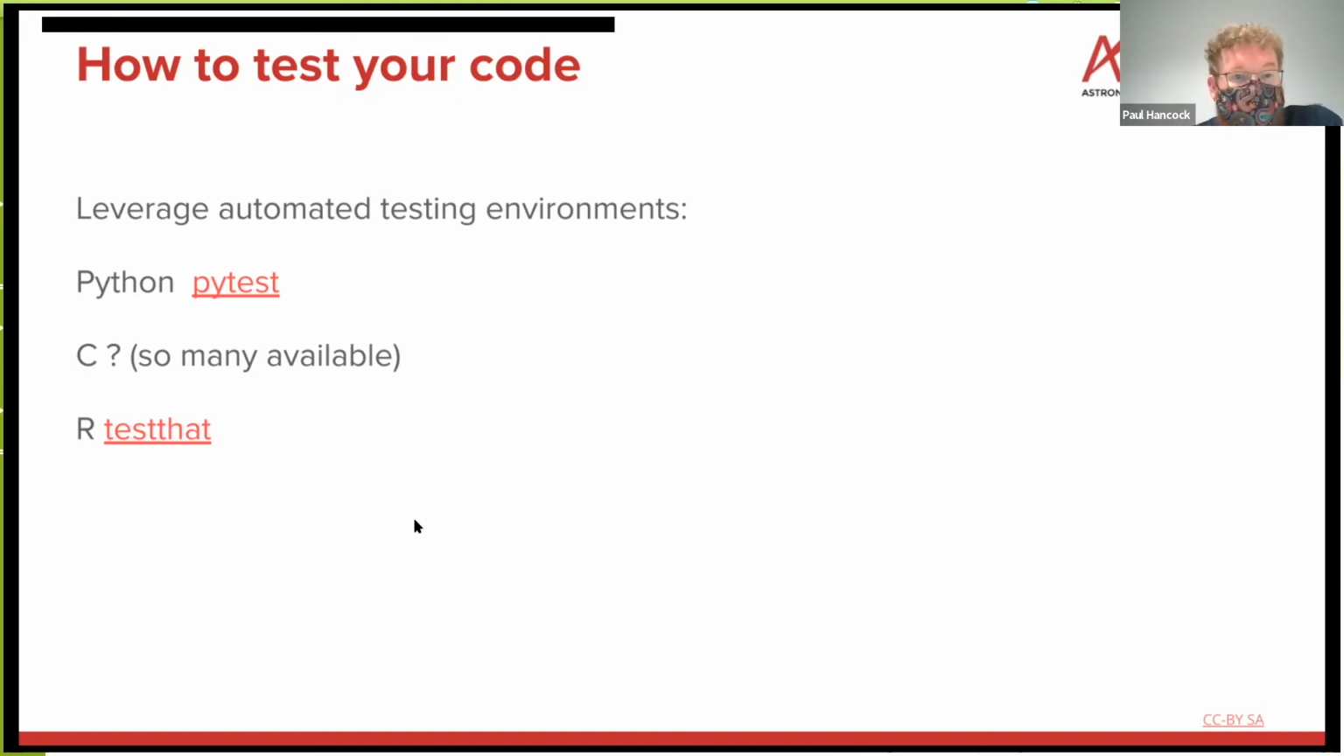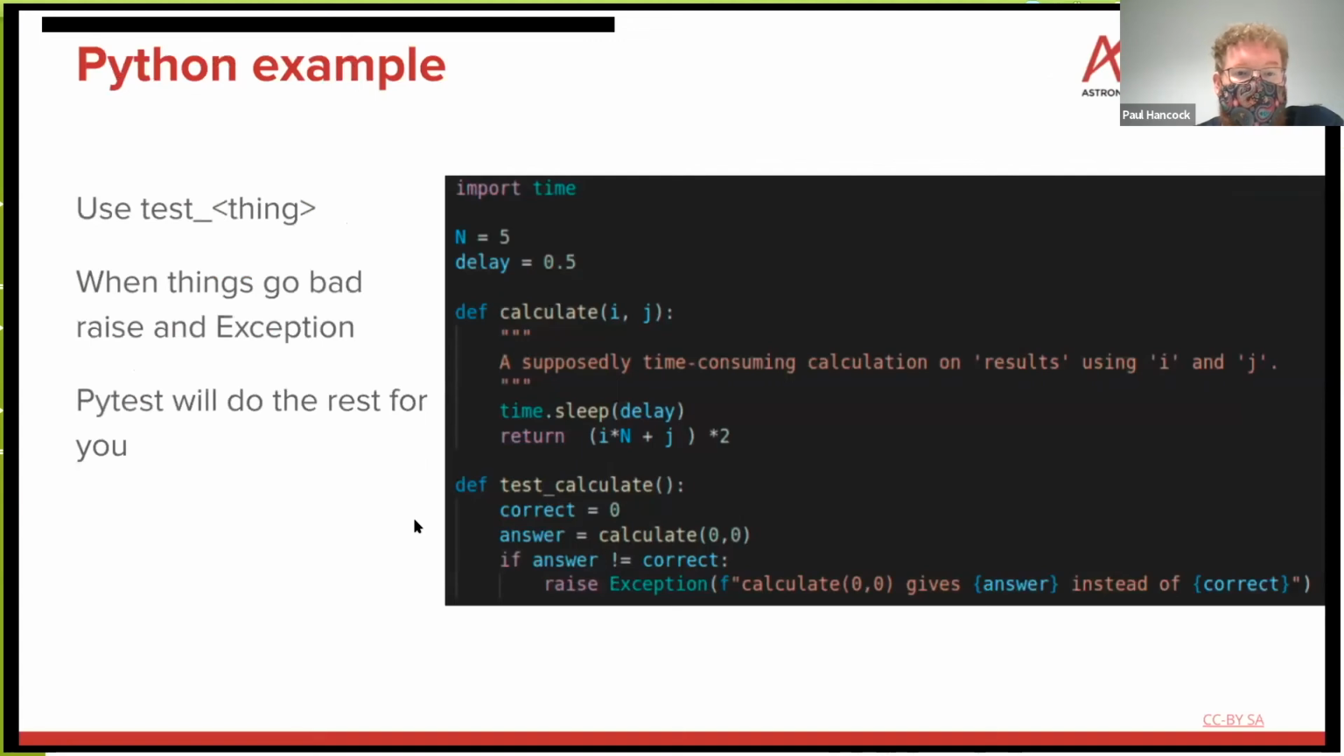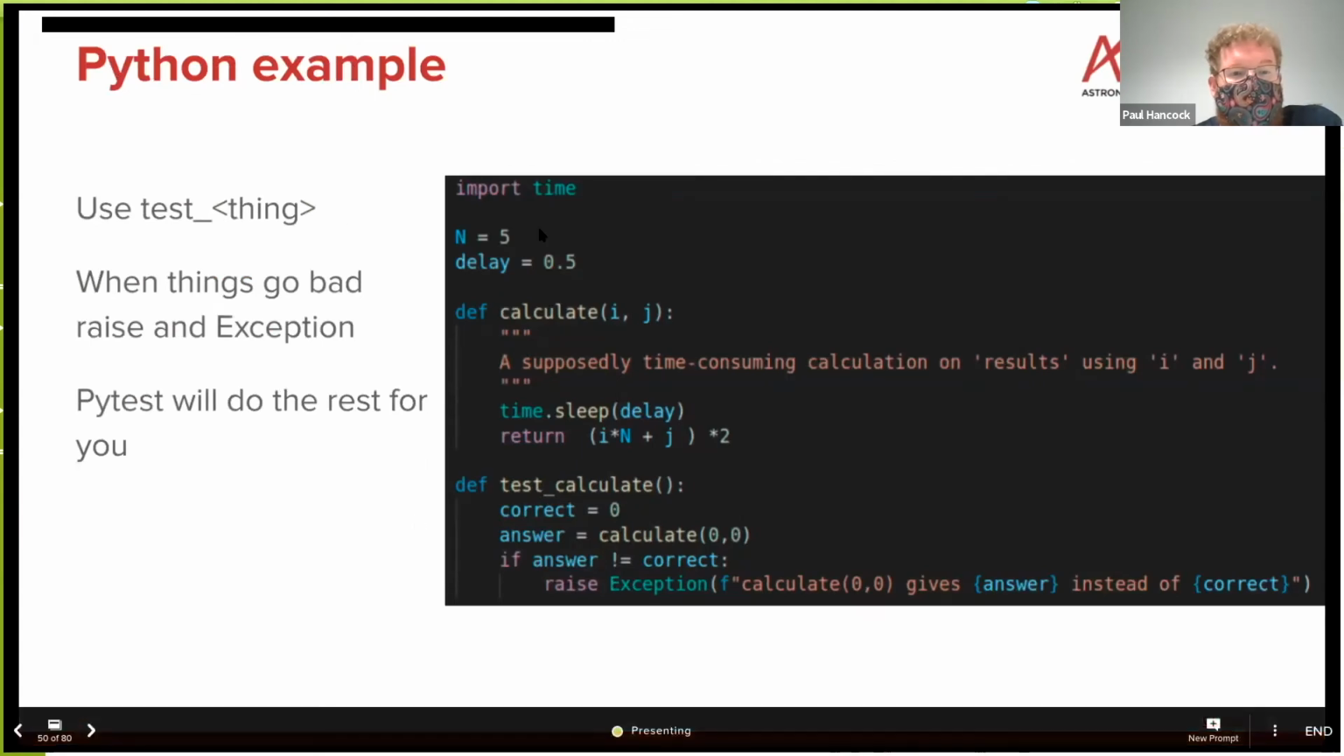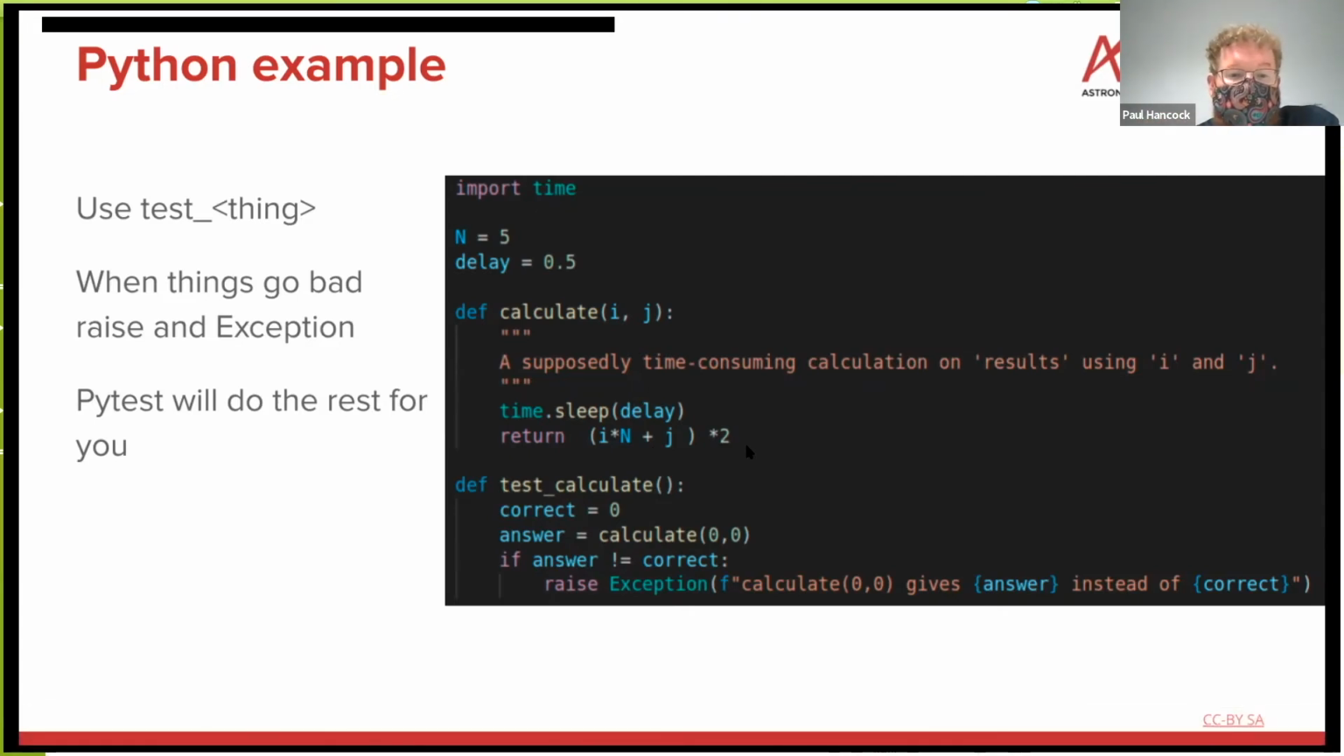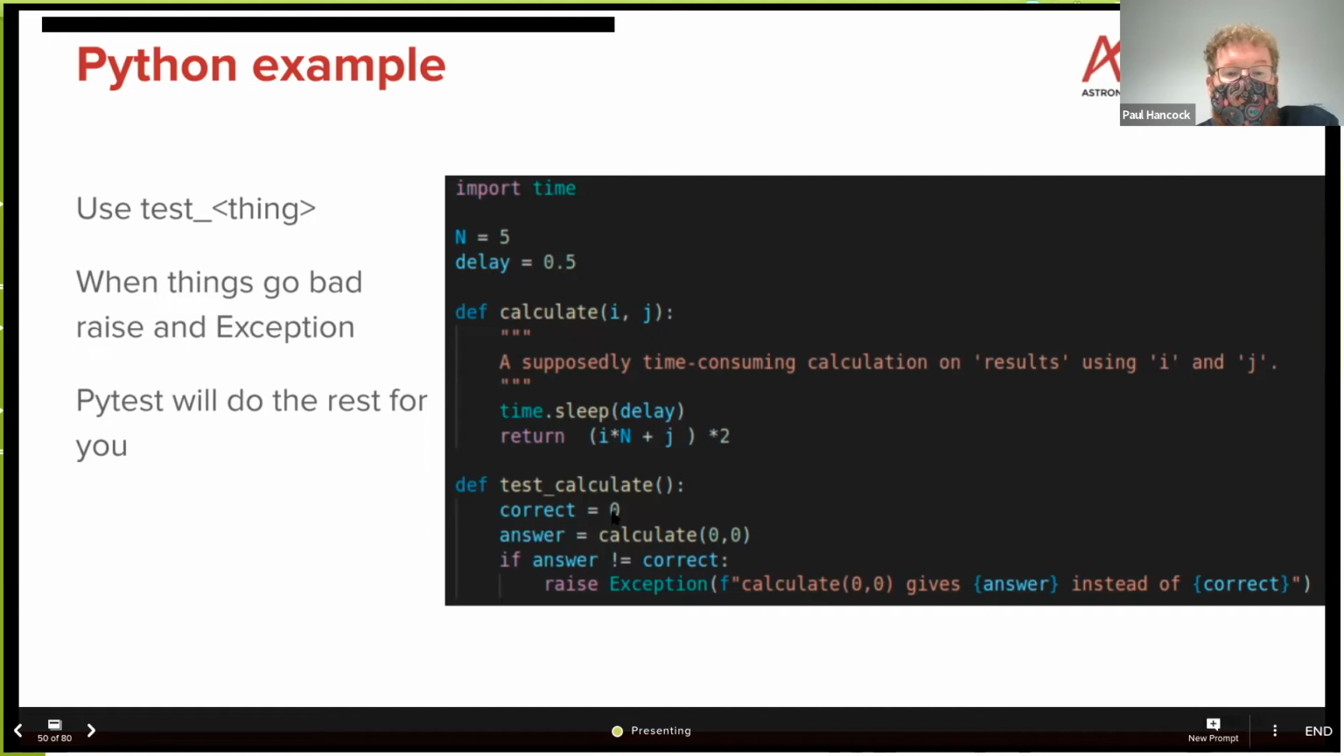So for example, in Python, I have written, usually I wouldn't do this all in the one file, but for this example I did. I've written a script, a function, which is called calculate, and it takes these two parameters, i and j. It does something, okay, it does nothing, it just sleeps for a little bit, and then returns a value. And I have said that my expected output is 0 if your input is 0, 0, okay?